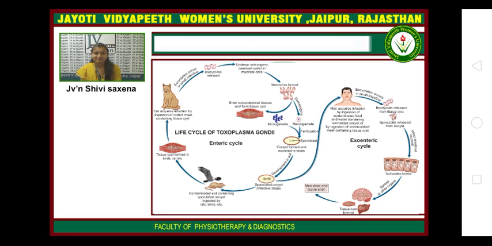Life cycle. Toxoplasma gondii completes its life cycle in two hosts: the definitive host, cat and other felines, in which both sexual and asexual cycles take place, and the intermediate host, man or other mammals, in which only the asexual cycle takes place. Toxoplasma gondii has two types of cycle: enteric cycle and exoenteric cycle.